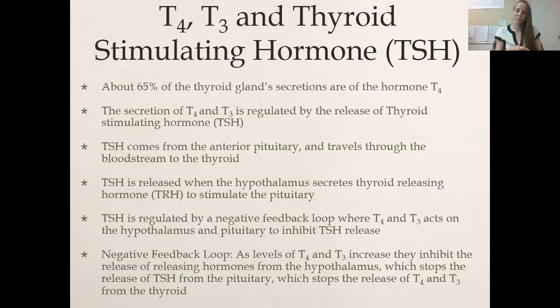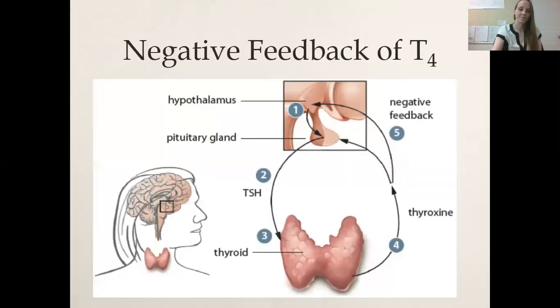And then this is, of course, controlled by a negative feedback loop, like with most hormones. So as T3 and T4 build up in the blood, that actually goes back and stops the release of thyroid stimulating hormone from the anterior pituitary. So yeah, that's just the negative feedback loop. So again, step 1, the hypothalamus sends thyroid releasing hormone to the anterior pituitary. The anterior pituitary sends thyroid stimulating hormone to the thyroid. It's going to release T4 as well as T3, which will go back and cut off the production and release of thyroid stimulating hormone.